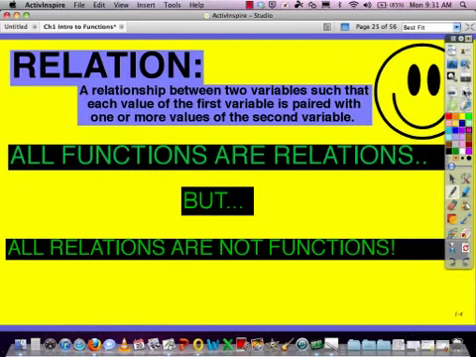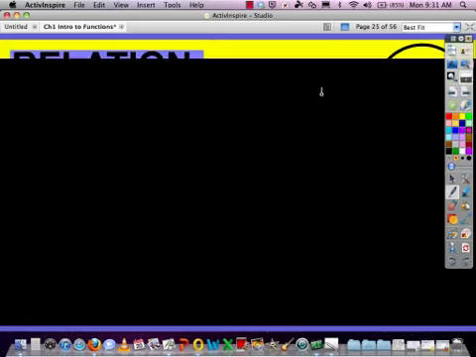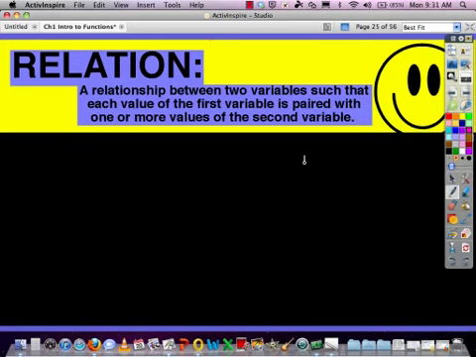Let's double check that we have our definition down, and let's just isolate that. Our definition, a relation, is a relationship between two variables such that each value of the first variable is paired with one or more values of the second variable. Some of you will say that sounds awfully familiar to a function.